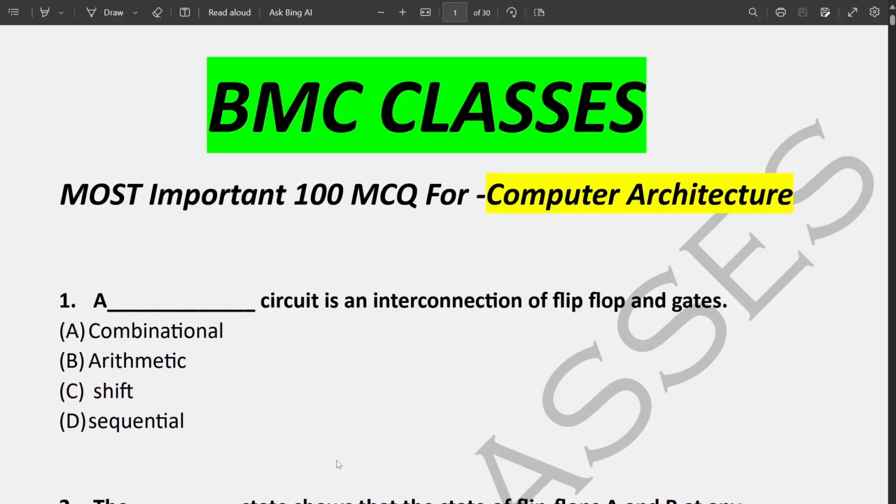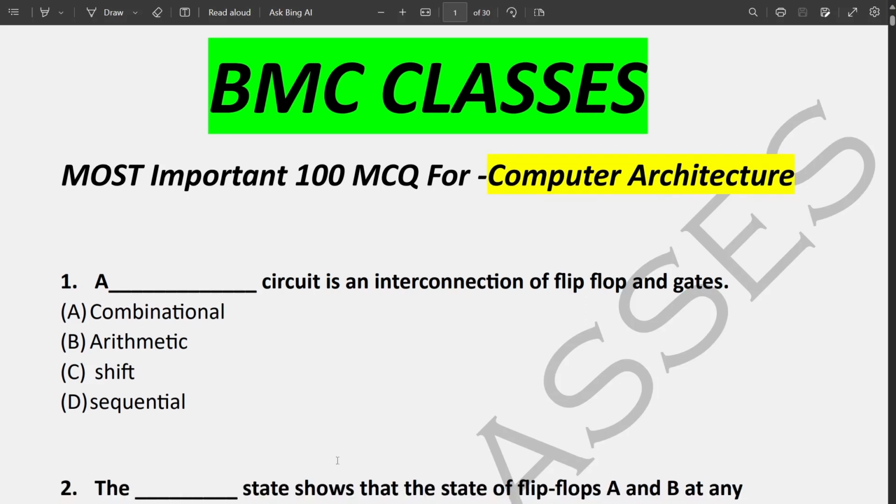Here we will discuss 100 most important MCQs related to computer architecture, which is very important for BSc 4th semester examinations. So the first question is: a circuit is an interconnection of flip-flops and gates. The answer will be sequential. A sequential circuit is an interconnection of flip-flops and gates.